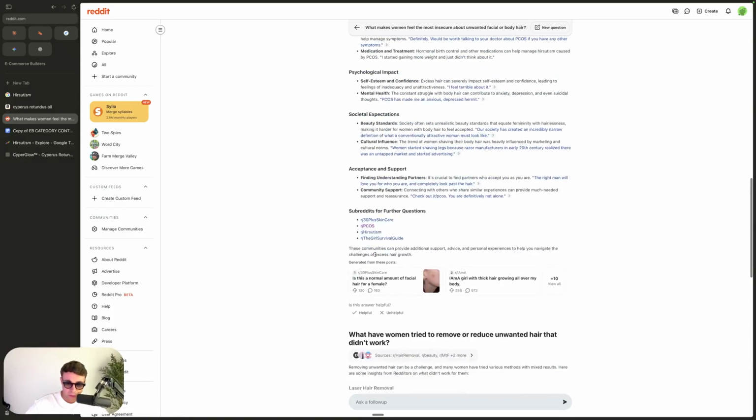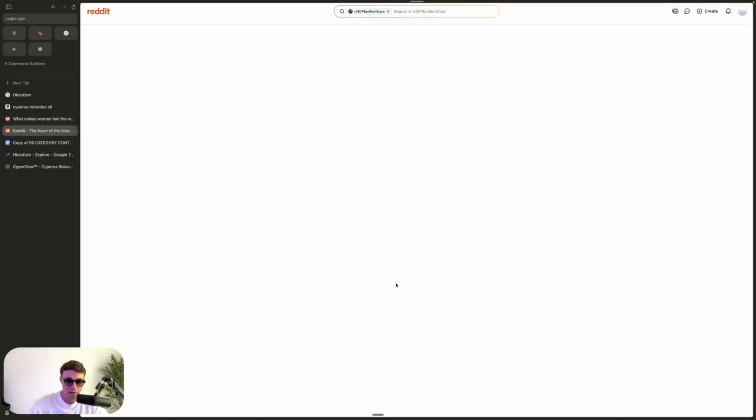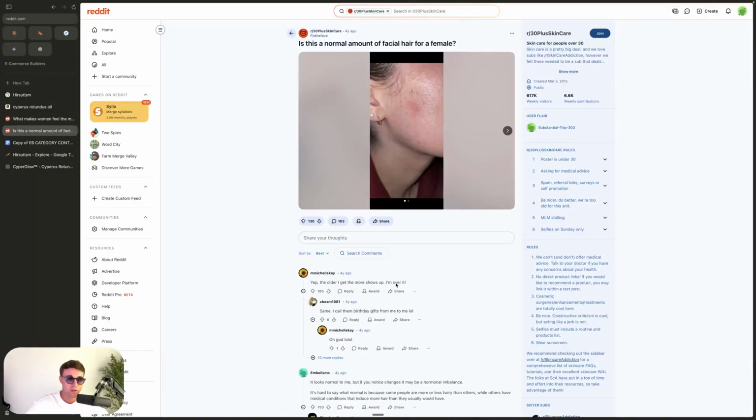So if we come up, what you can see is we have PCOS here. Is this a normal amount of facial hair for a female? And if we click on this, this is where we can also find a lot of gold. And I spend a lot of time not just on Reddit answers, but also diving deeper into these subreddits as well.